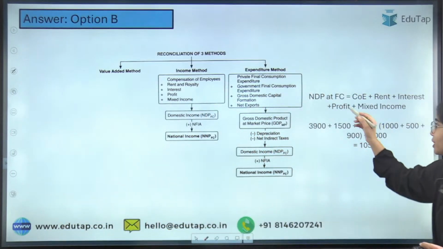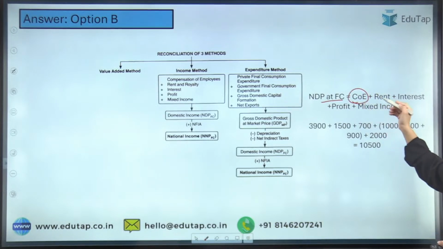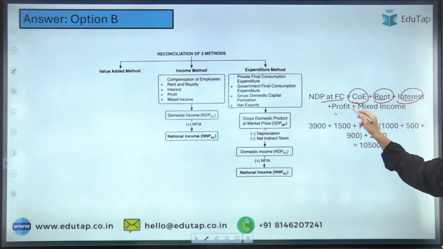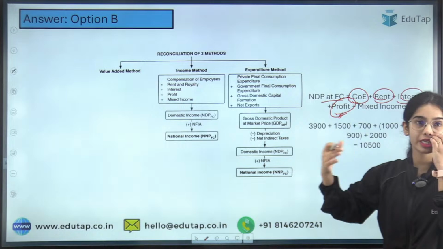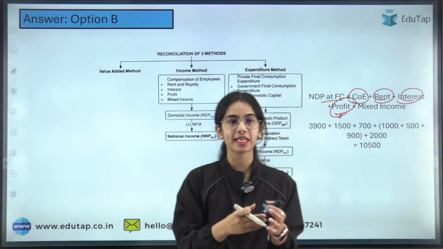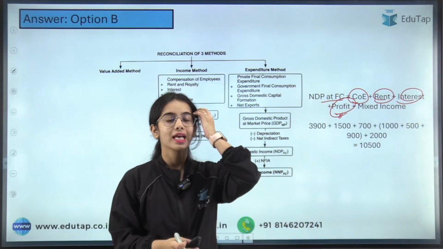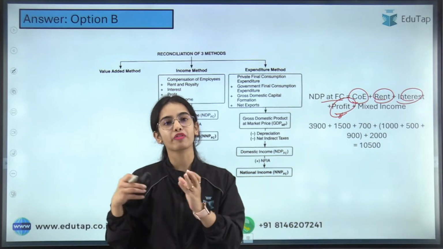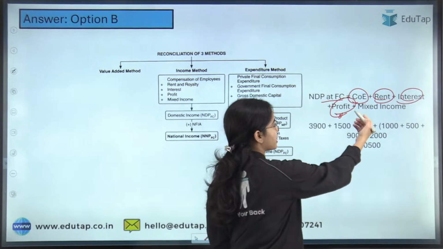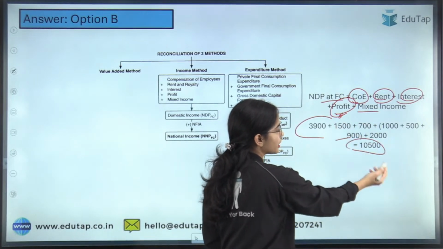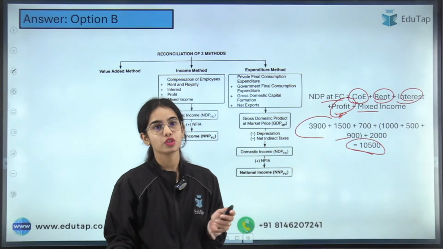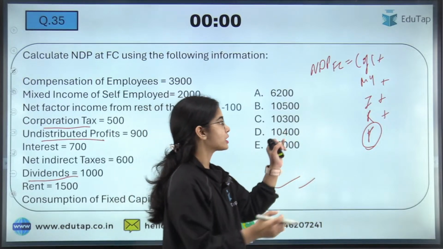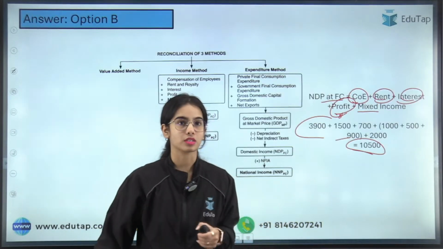So here NDP at FC is compensation of employees plus rent plus interest plus profit. Now profit is the dividends that you are paying, the corporate tax, and the undistributed profit. From the profit you have to pay the corporate tax. When you add all of this up, along with mixed income, you get 10,500. So P was the answer. That was 10,500.